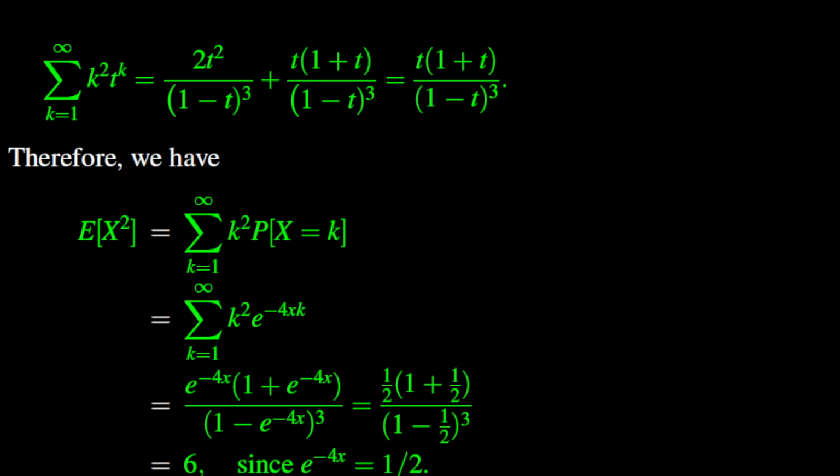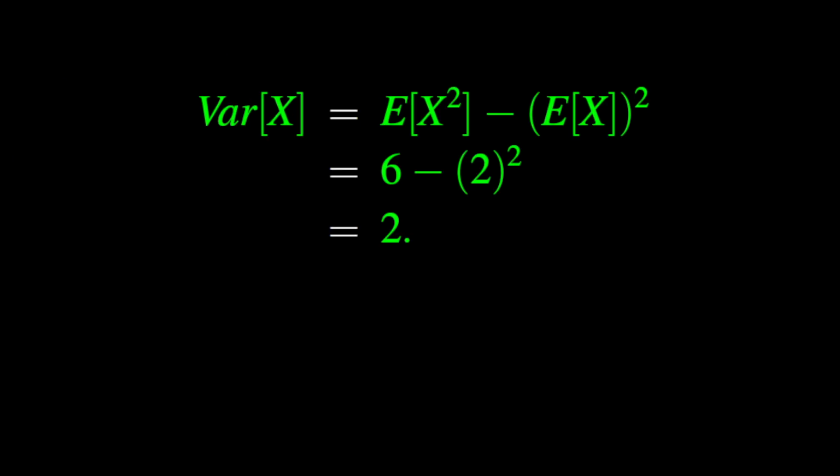We then apply the formula in order to simplify the expectation of X squared. It comes that E[X squared] is 6, since exp(-4x) is equal to 1/2. Finally, Var(X) is equal to E[X squared] minus the square of E[X]. Thus, the variance of X is equal to 6 minus 4. In sum, the variance of X is 2.